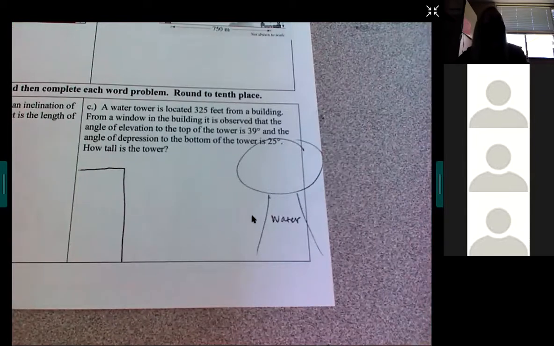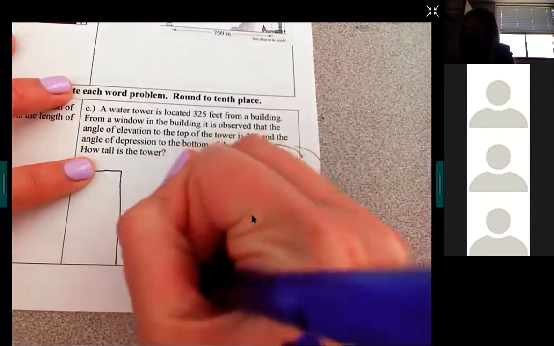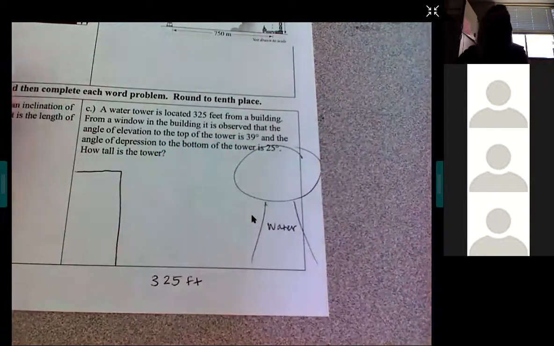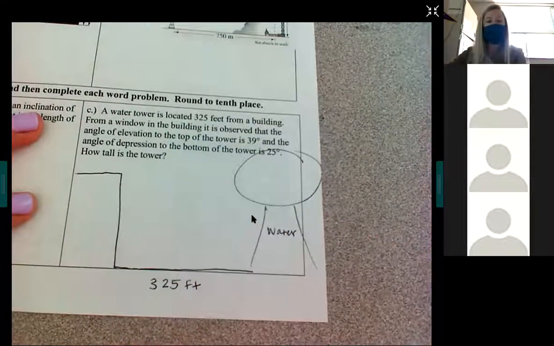How far away from the building is the water tower? 325 feet. So where does that measurement go? On the base, on the bottom. Good. So this is 325 feet. I'm using the whole block as my picture. You do not have to do that unless you want to. So the distance in between them is 325.